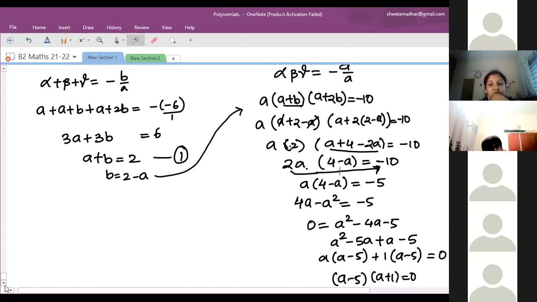Everyone understood or not? Nidhi? Yes, ma'am. Now you got two values of a, then there will be two values of b. Yes, ma'am. 3 or minus 3. So this question is asked for 5 marks. Ma'am, over there, 4a minus a square is equal to minus 5. When it comes to the LHS, won't it be a square minus 4a, since I have transferred to RHS? Okay, ma'am.